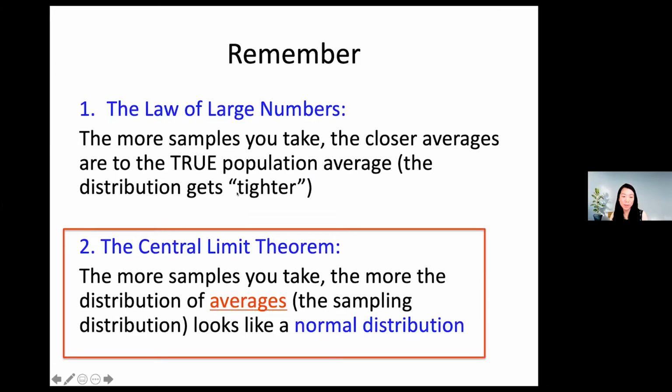So the first one is the law of large numbers. And the second one I want to remind you of is the central limit theorem. Basically, what this means is the more samples you take, the more the distribution of the average looks like a normal distribution. There's a slight difference between the two.